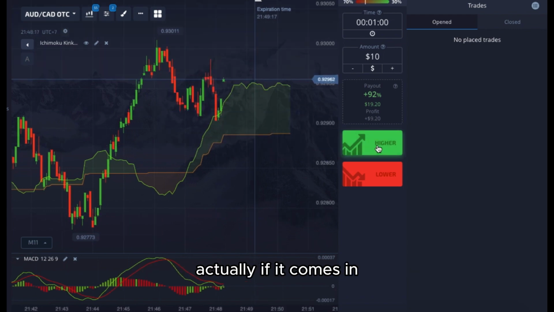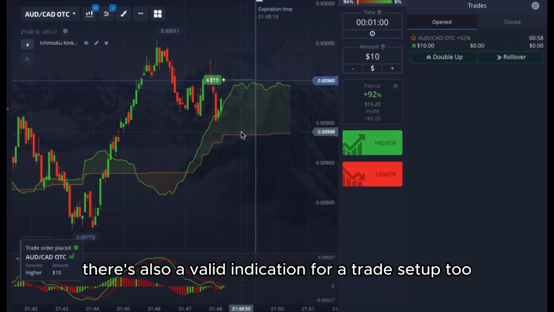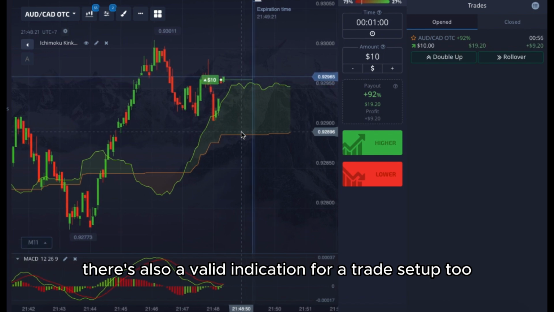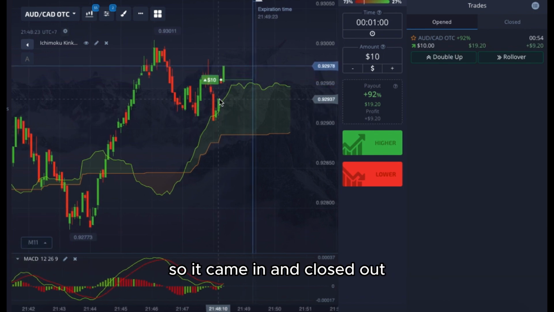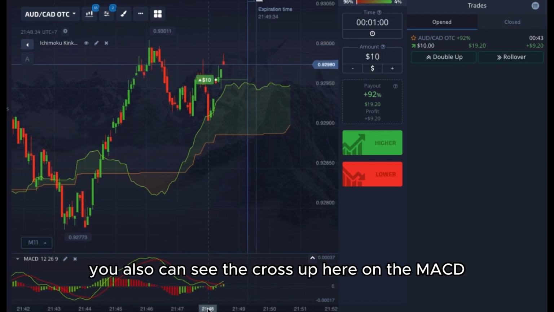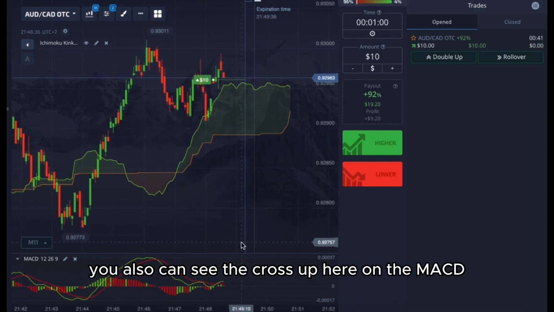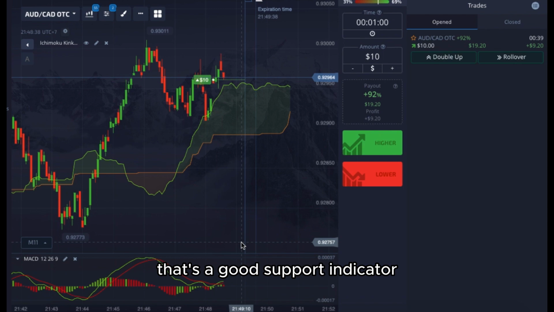Actually, if it comes in and it comes out again, that's also a valid indication for a trade setup too. So it came in and closed out, so we're just waiting for it. You also can see the cross up here on the MACD. That's a good support indicator.